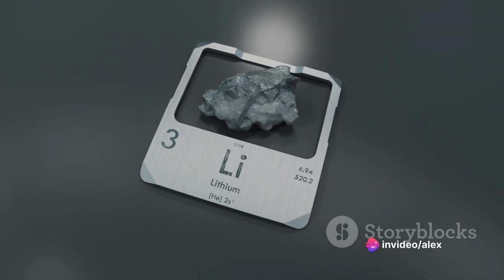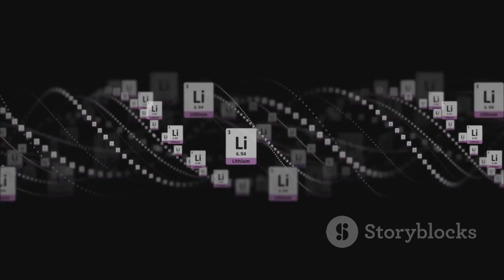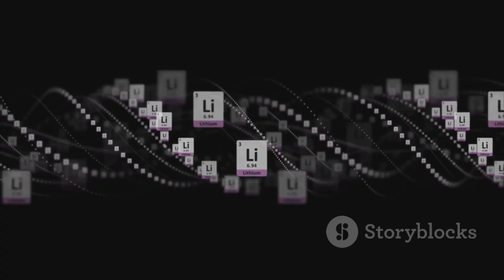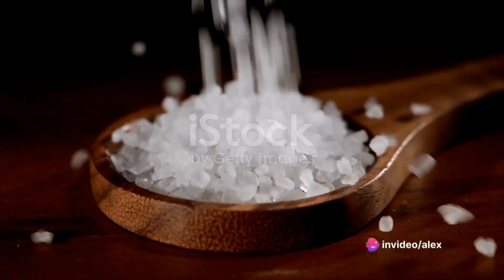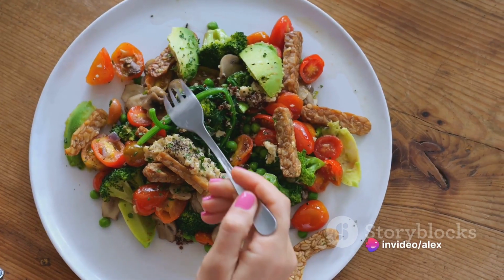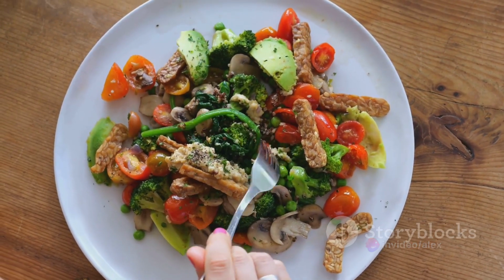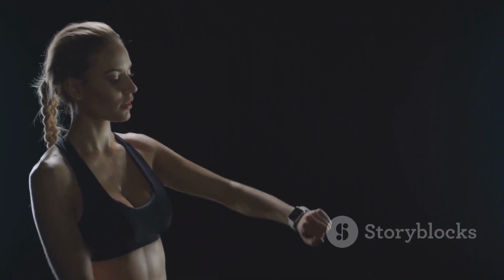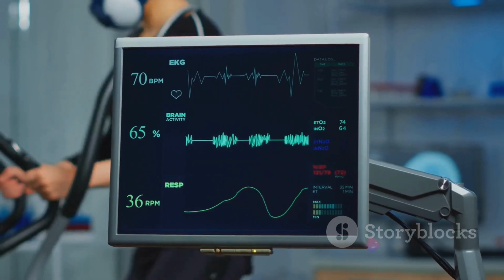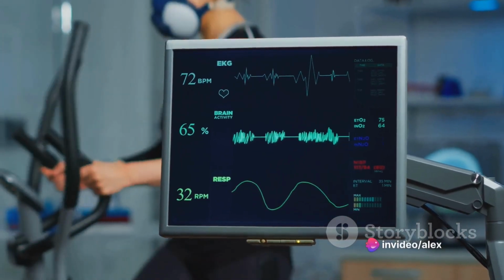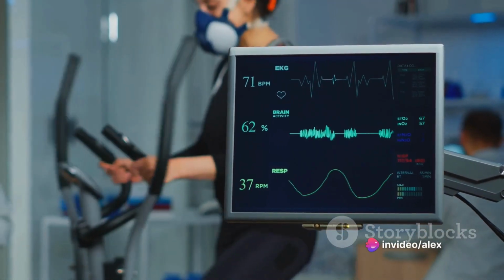Take lithium, for instance. It's the lightest of all metals and floats on water, only to react with it vigorously. Sodium, on the other hand, is a critical component of our daily diet. It's a major part of table salt and plays a vital role in our body's fluid balance. Then there's potassium, another essential dietary element that's crucial for the functioning of our heart and muscles. So next time you sprinkle some salt, remember it contains an alkali metal, sodium.